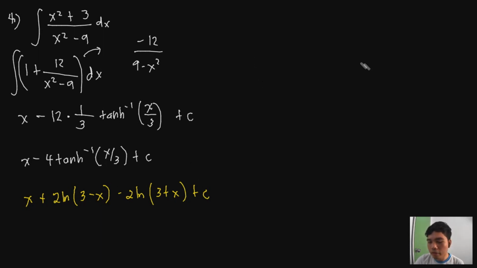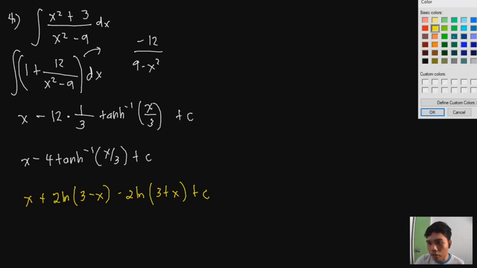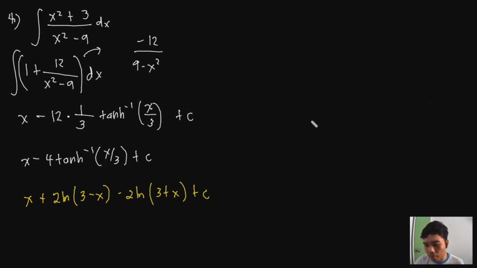Now, I'll be solving this in another method, no? Which is by using yung ating partial fraction decomposition. So, ano ba yung pwede nating gamitan dito ng partial fraction decomposition? So, ito yon, this portion.